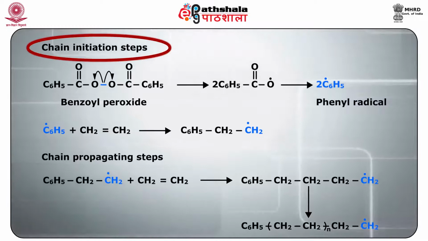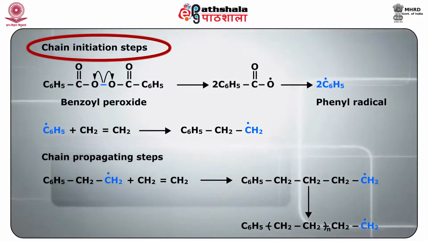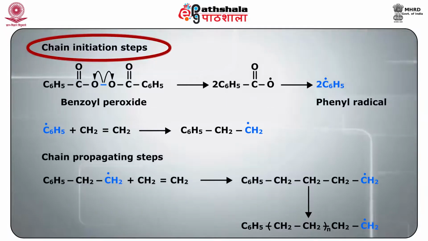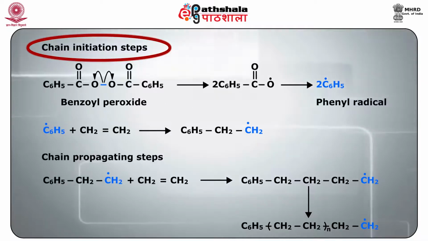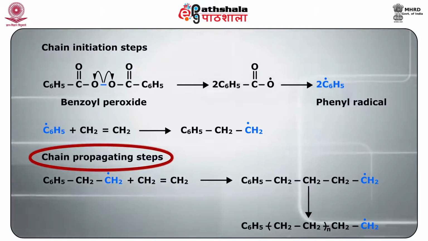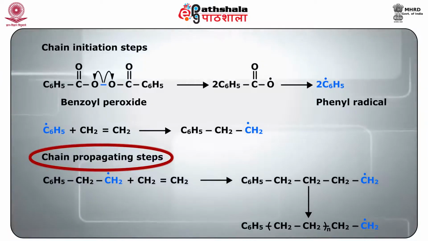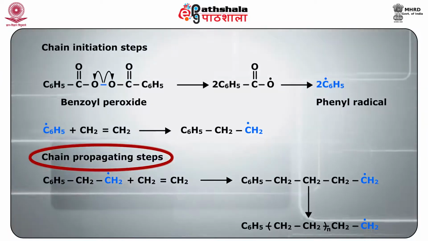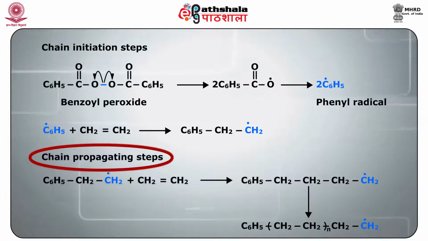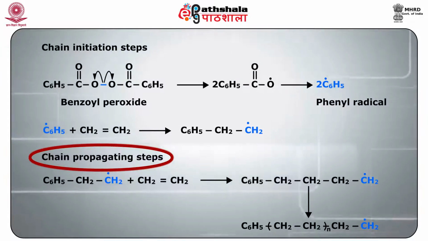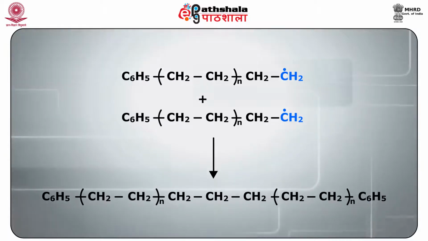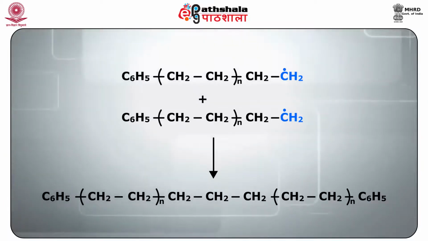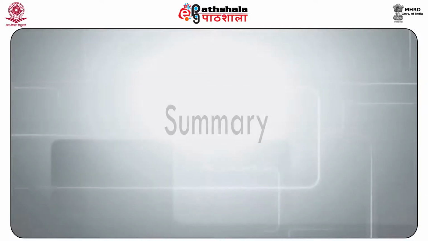In the chain initiation steps, the benzoyl peroxide ultimately gives rise to a phenyl radical. This phenyl radical reacts with a monomer of ethene to give another radical. The chain propagating step involves the reaction of this radical with another monomer of ethene to give a large sized radical. In the chain terminating step, the free radicals can combine in different ways to form polyethene. One mode of termination of chain is shown as.